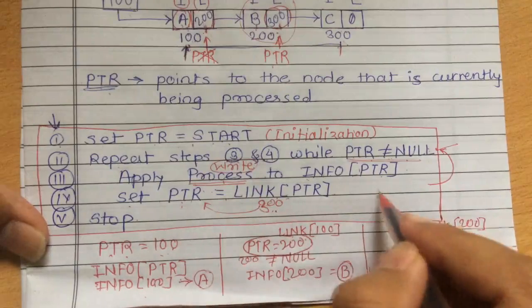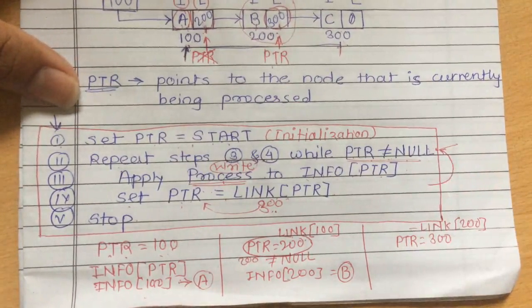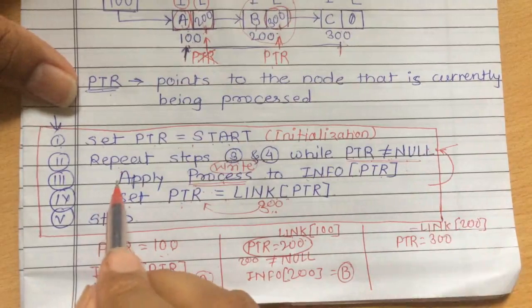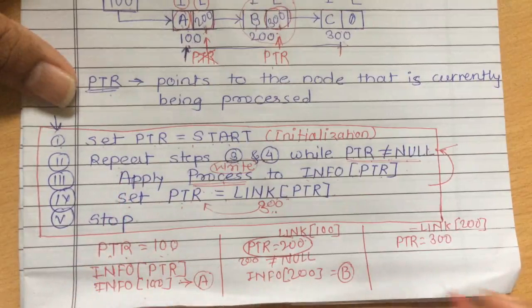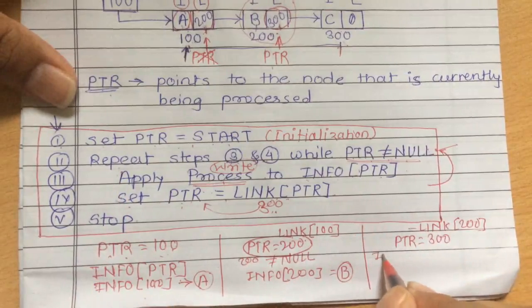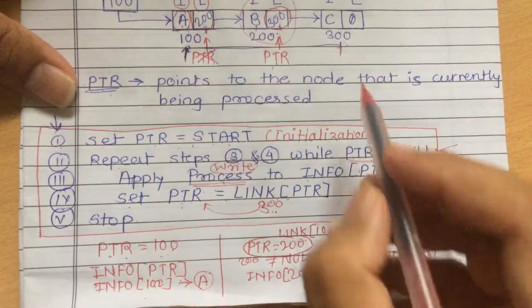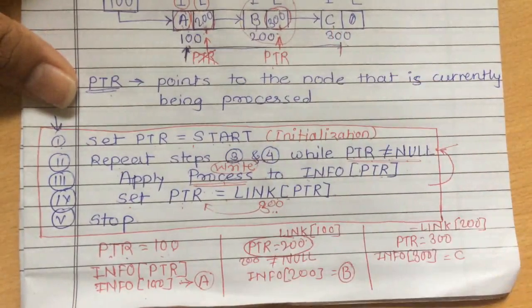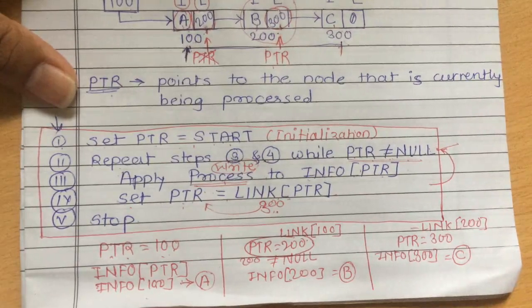So after this step again we have to move towards the second step. Again we have to check whether value of ptr is not equals to null. Yes, it is 300. It means it is not equals to null, condition is true. Again we have to come inside this while loop and repeat steps 3 and 4. Again we apply process on info of ptr. So info of ptr, value of ptr is equals to 300 and info part of this 300 contains this c. So c, we apply process, we write this c, we'll get c displayed on screen.